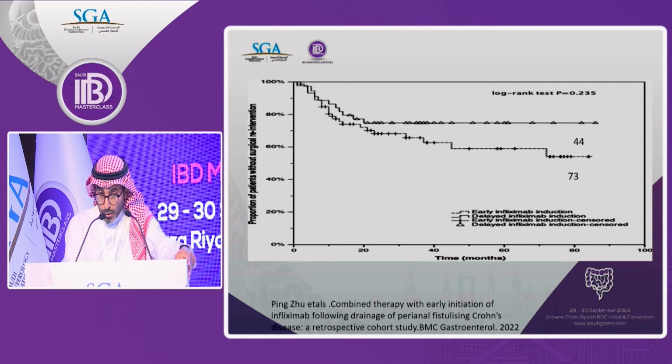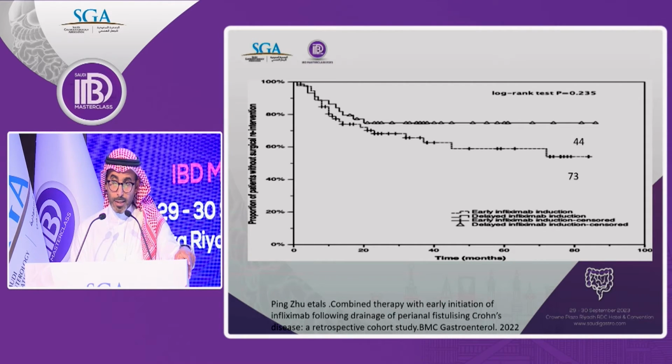This is a retrospective analysis reviewing patients who started either early, defined as less than 6 weeks, or late, more than 6 weeks. Early, less than 6 weeks, was 73 patients, and late, more than 6 weeks, was 44. Their primary endpoint was surgical reintervention. If we look at the data, it was not significant. But if we look at the numbers, there is a trend that early combination may reduce the number of surgical reinterventions.